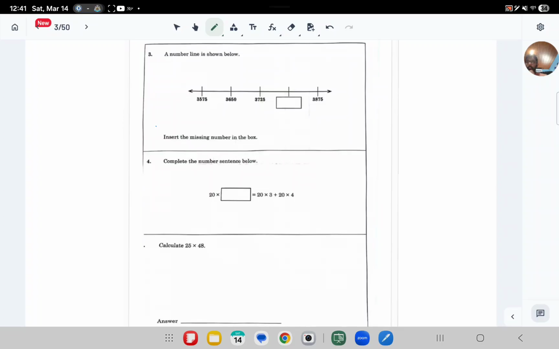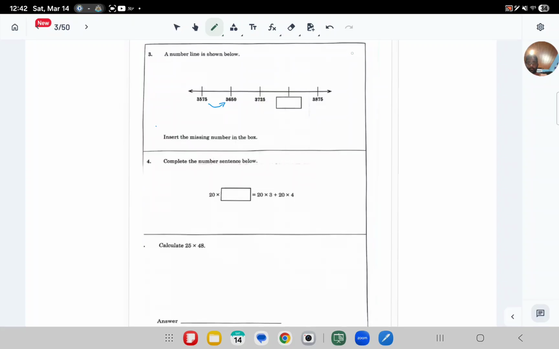Number 3, they said a number line is shown below. Insert the missing number in the box. So we realize there's a pattern. We move from one to the next. The pattern we realize is increasing. So if the pattern is increasing, we know we could either add or multiply.